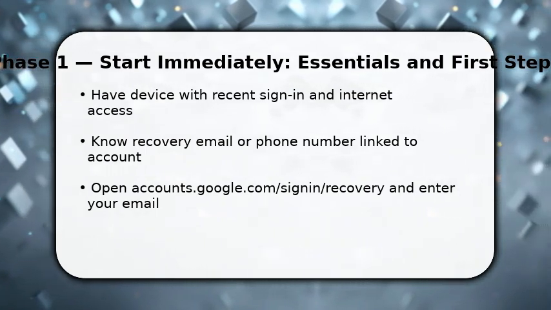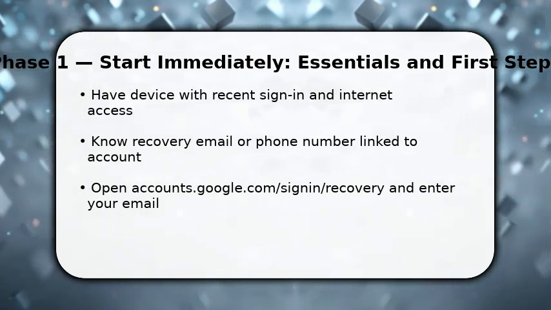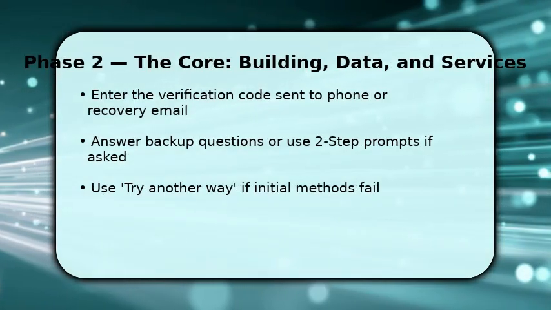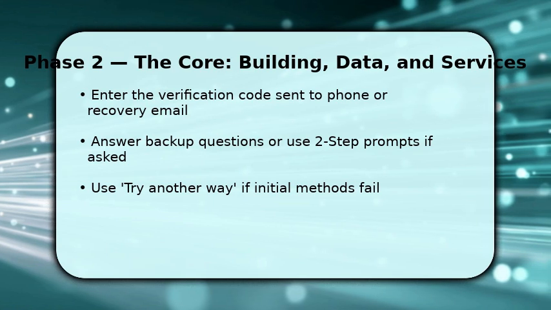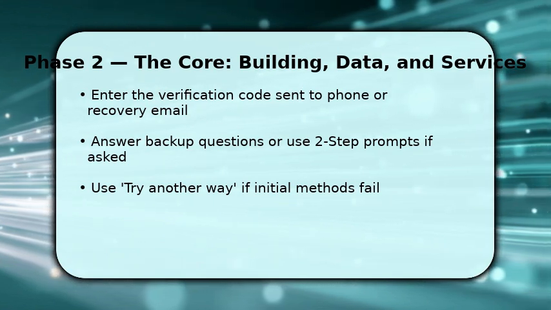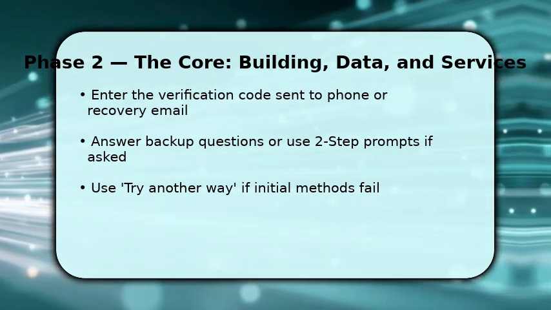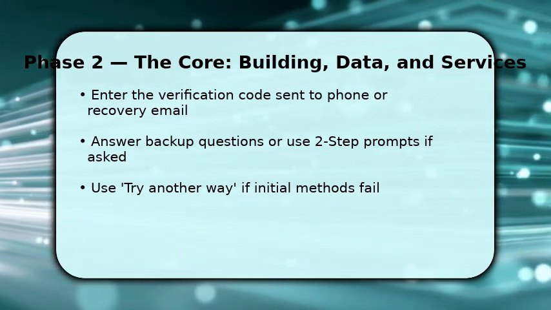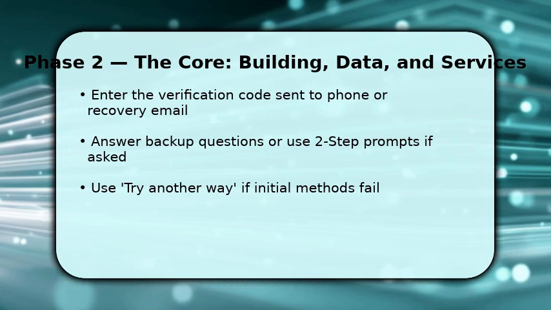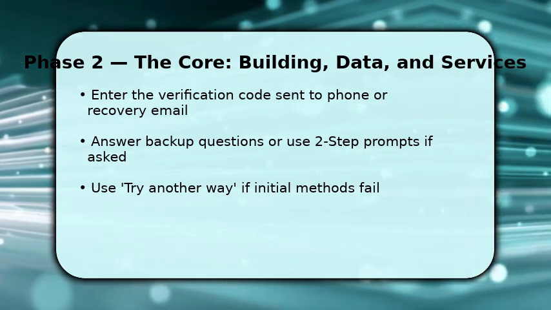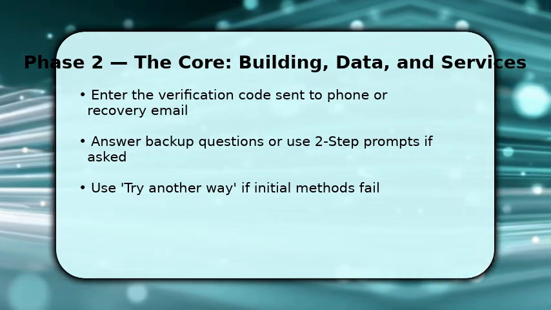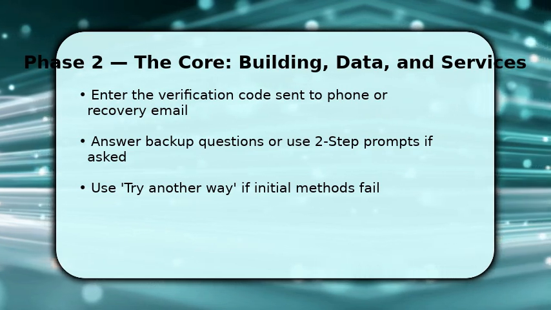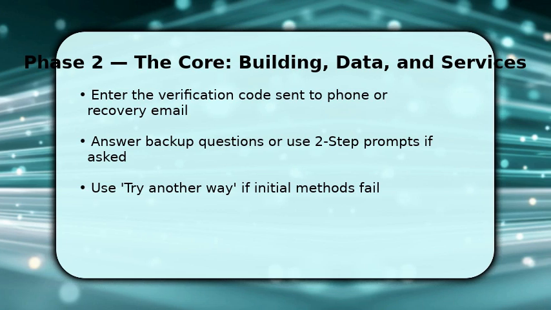You'll now verify identity by entering the code sent to your recovery phone or email. Type it exactly and submit. If Google asks secondary questions or prompts two-step verification, follow each prompt carefully. It's checking patterns like devices, locations, and recent passwords. If you don't see a code, make sure messages aren't filtered, then choose try another way to use backup options. Be patient and accurate, because consistent responses increase the chance Google trusts your claim.